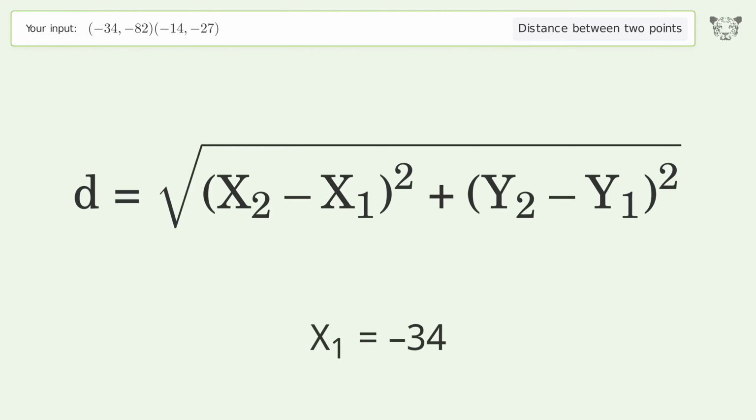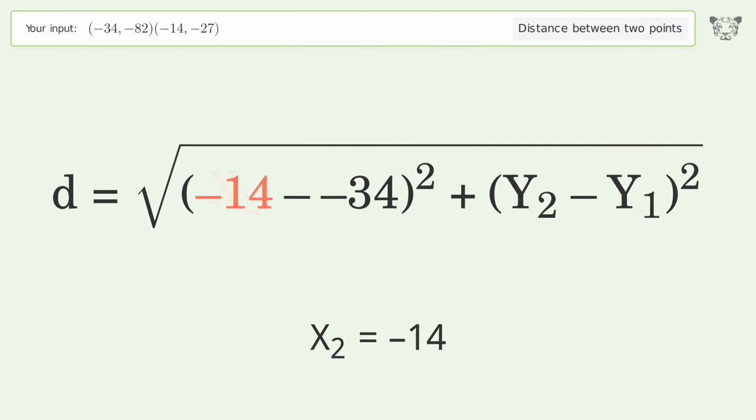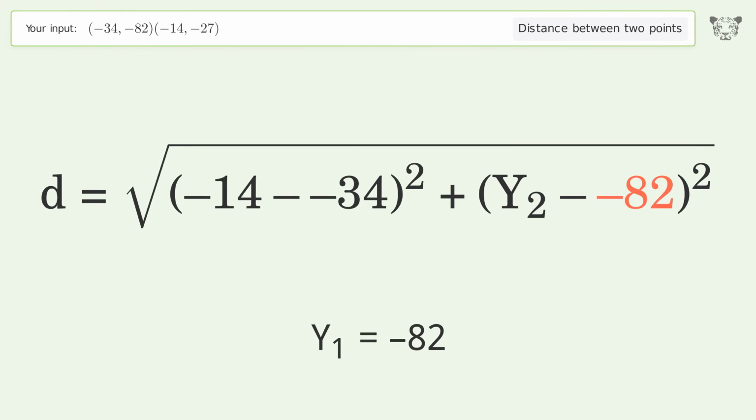x1 equals -34. x2 equals -14. y1 equals -82. y2 equals -27.